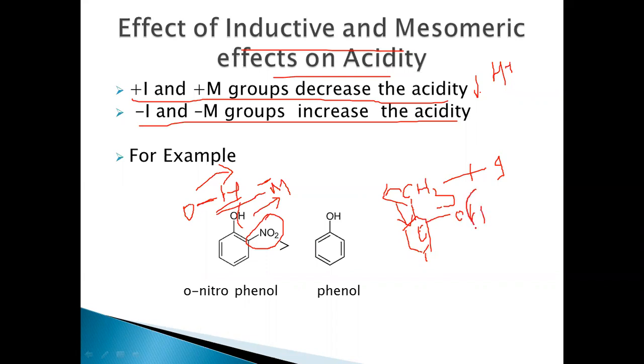So it will increase the electron density on the oxygen also. So it will decrease the bond dissociation of OH. The bond dissociation of OH becomes difficult, so it cannot donate the proton easily. So as such, it will decrease the acidity. So plus M and plus I groups decrease the acidity, and minus M and minus I groups increase the acidity. It can be explained based on the following examples here.